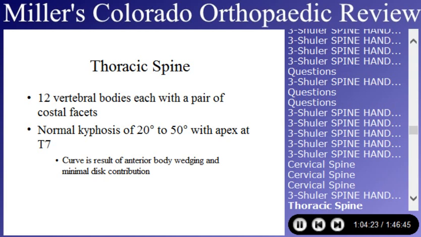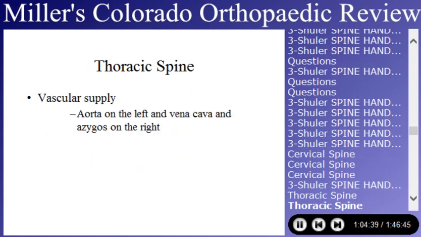It makes sense. If you take a lumbar vertebra and just set it down, it lays flat. Kyphosis in the thoracic spine is different. The curve is a result of anterior body wedging and minimal disc contribution. So make sure to make that comparison and contrast. Vascular supply: aorta on the left, vena cava and azygos on the right.